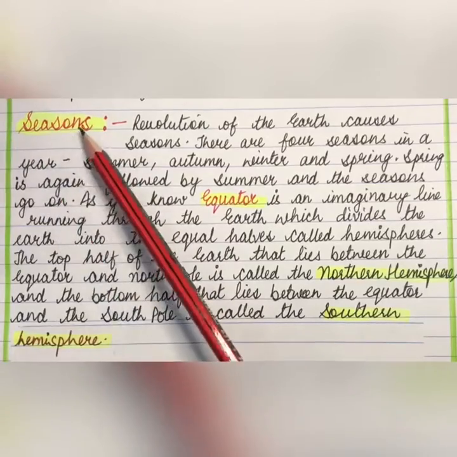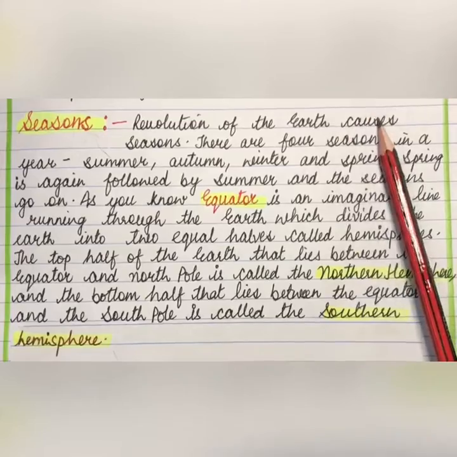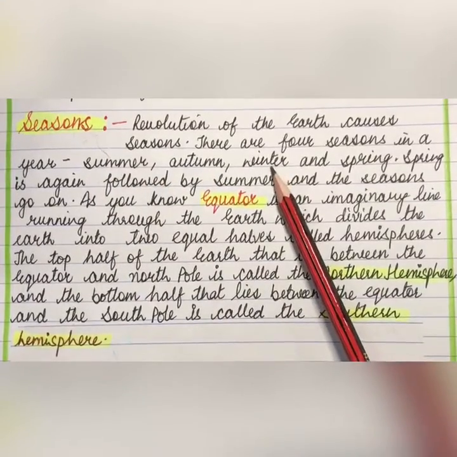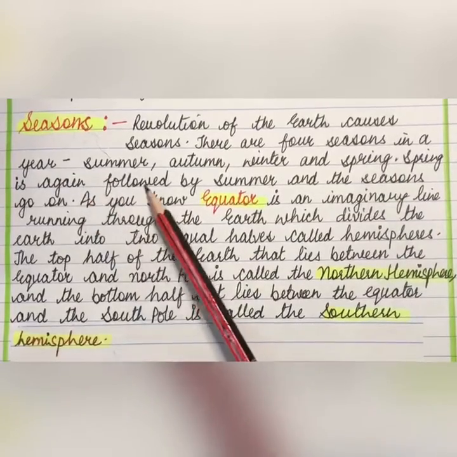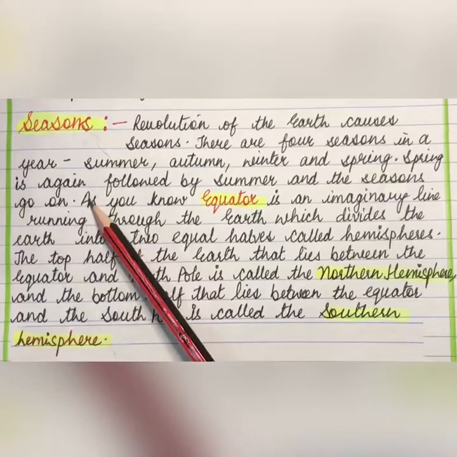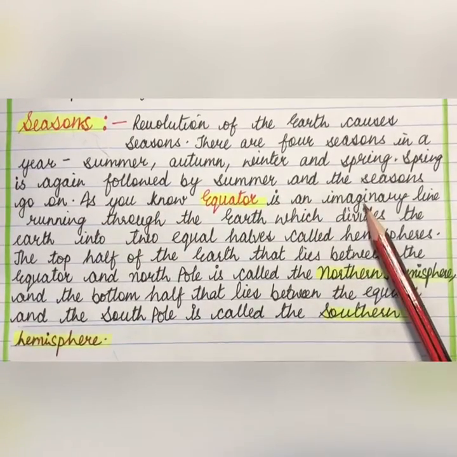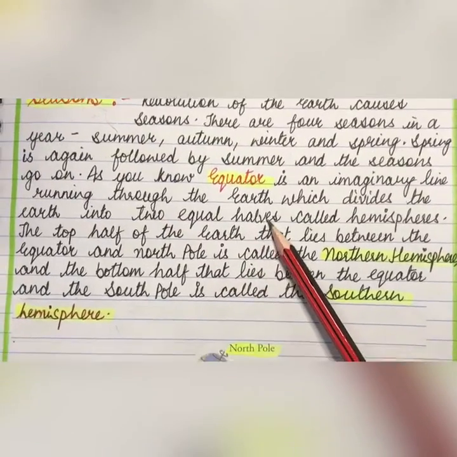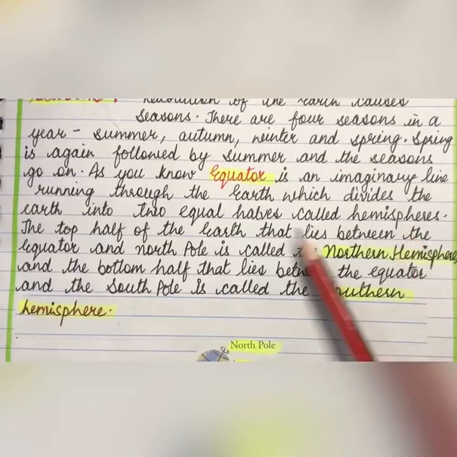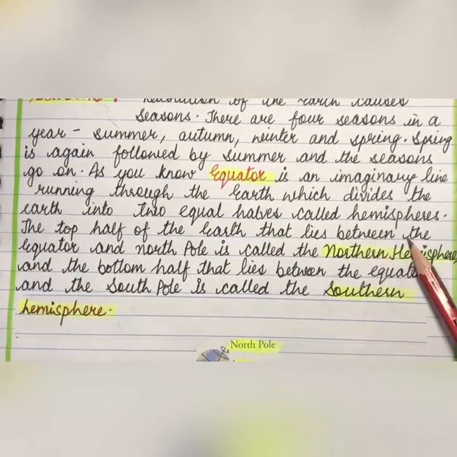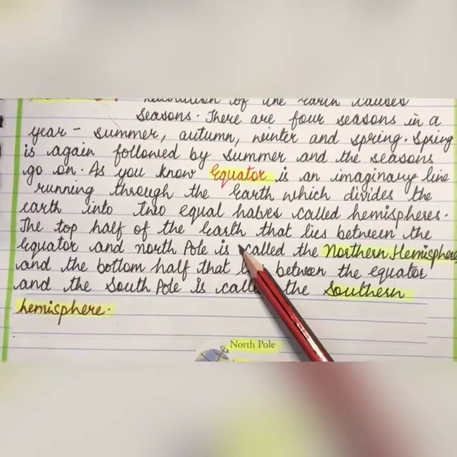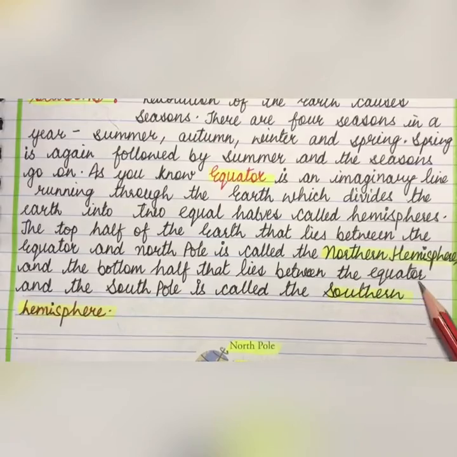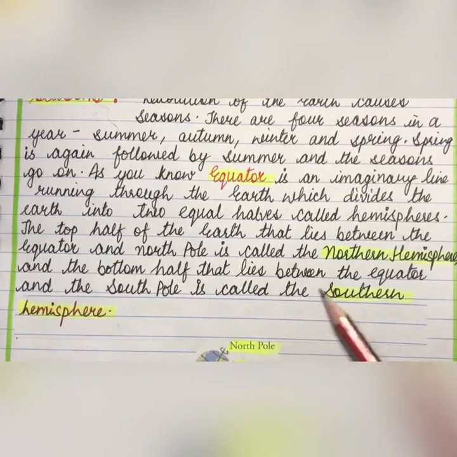Let us discuss about the seasons now. Revolution of the earth causes seasons. There are 4 seasons in a year: summer, autumn, winter and spring. Spring is again followed by summer and the seasons go on. As you know, equator is an imaginary line running through the earth which divides the earth into 2 equal halves called hemispheres. The top half of the earth that lies between the equator and North Pole is called the northern hemisphere, and the bottom half that lies between the equator and the South Pole is called southern hemisphere.